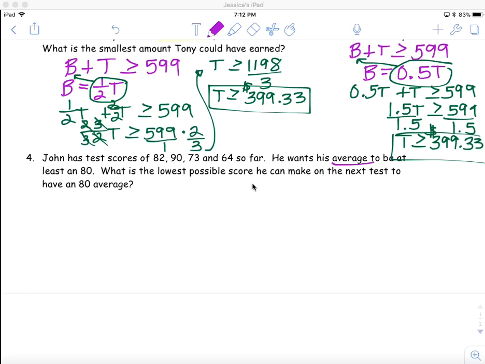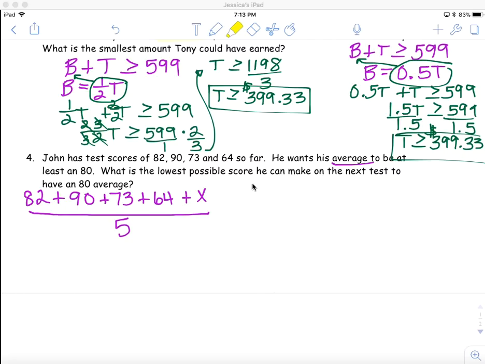So, John already has scores of 82, 90, 73, 64, and then we don't know what he's going to make on his next test. So we're going to call that X. We're trying to figure out what he needs to make on his next test. When he takes that next test, that will mean that he will have 5 tests total. Here's where a lot of people make a mistake. They divide it by 4, but really we're going to include that missing test. We're including X. So you actually want to divide by 5.